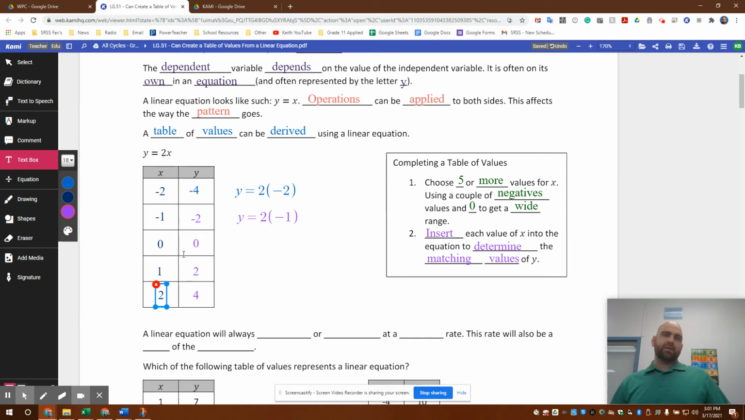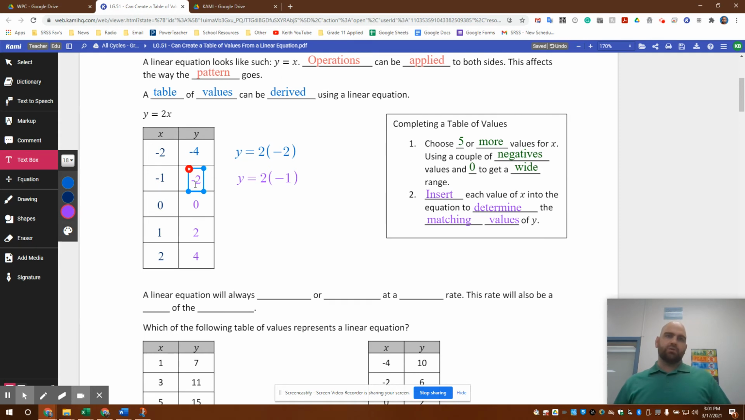We have some values of x, and then we have the corresponding values of y, which are the matching ones based on the equation that we have. Now, if you want to always write out the equation, you can. You don't have to. But I did for the first two, and then we can go through and do it without that equation. So that's our table of values.